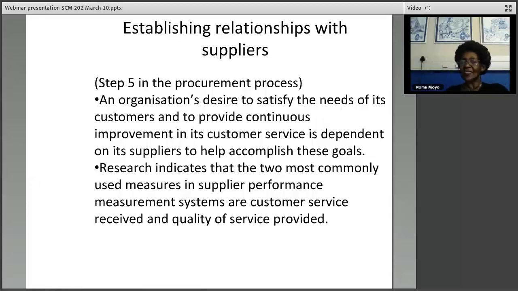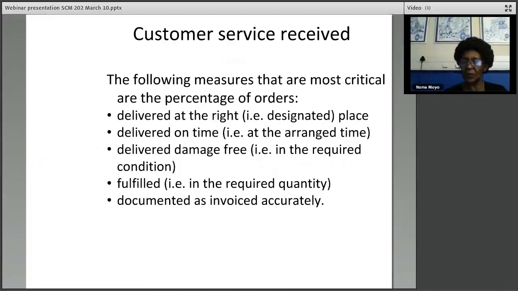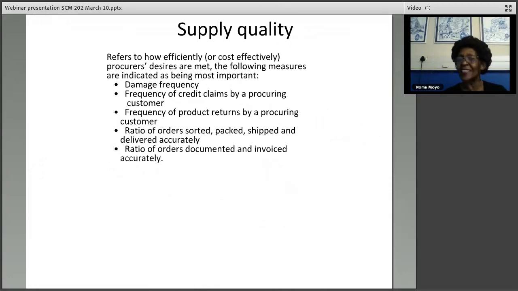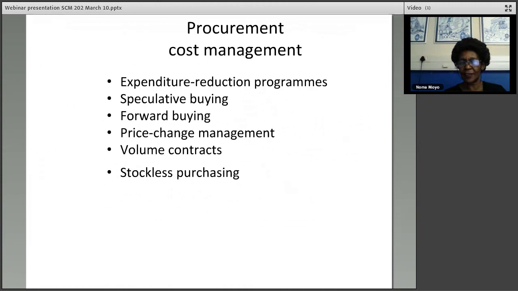An organization's desire to satisfy the needs of its customers and to provide continuous improvement in its customer service is dependent on the suppliers to help accomplish these goals. Research indicates that the two most commonly used measures in supplier performance measurement systems are customer service received and quality of service provided.